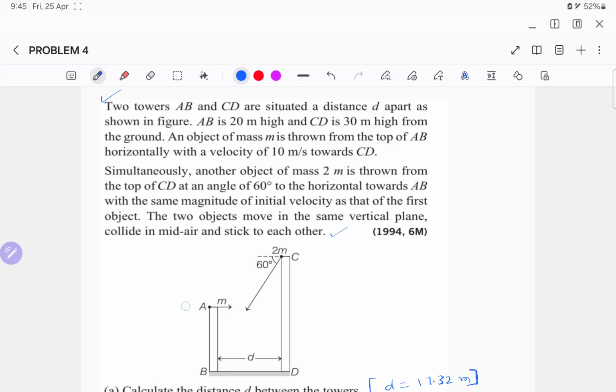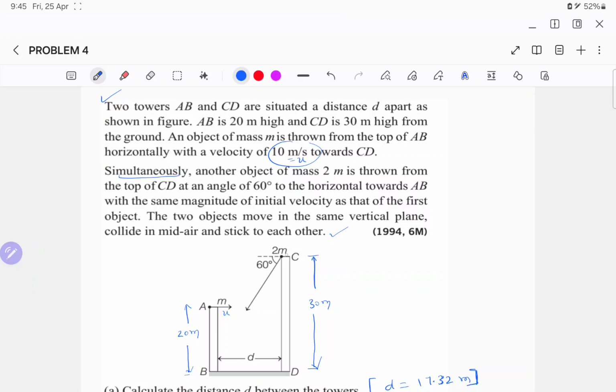There are two towers of different heights. This is of 20-meter height and the tower CD is of 30-meter height. There is a particle from the top of tower A projected horizontally with speed 10 meter per second. Say that as a speed u, and I can show it here as u.